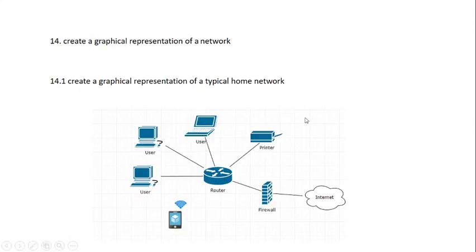So I created a home network which has the internet, which is on a cloud. There's a firewall which protects it from viruses and stuff, and filters out the data that is coming into the router. That router will connect to the computers, laptops, printers and mobiles wirelessly. So that's just a typical home network.